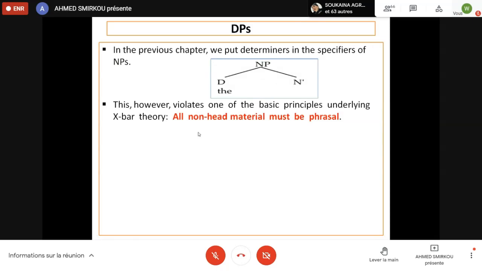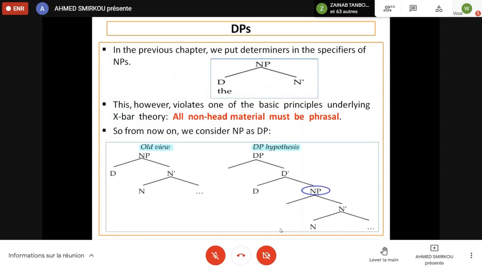We said that if the determiner is not the head, then why is it lexical? Because there is a rule in X-bar theory which says that every element which is not the head must be phrasal. So it's problematic here. We have a determiner which is not a head and it's not phrasal. So from now on, we consider NP as DP.